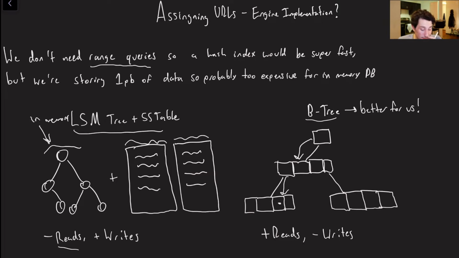You'll flush it later. On the other hand, for a B tree, you're basically writing straight to disk, which is a little bit less efficient. But at the end of the day, when you're reading, you only have to traverse the tree one time.